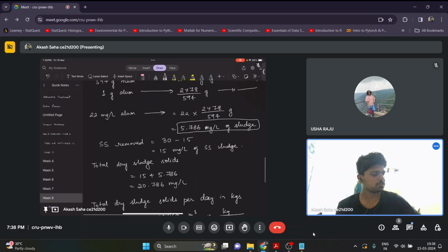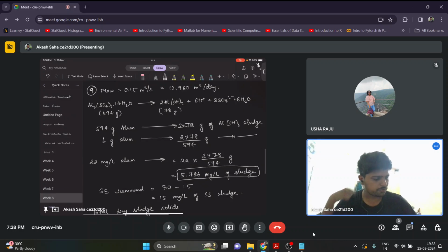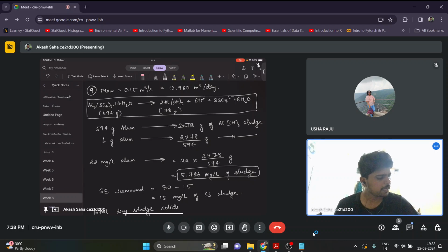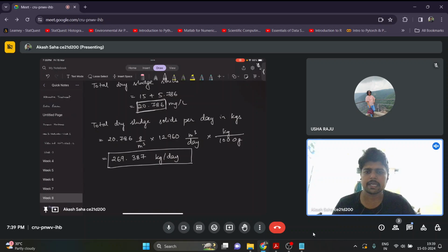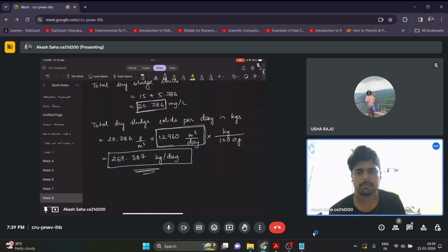So what we did is, first, from the basic equation of alum in water, we got how much of Al(OH)3 is getting precipitated. So we found it to be 5.786 milligram per liter of sludge. Now some amount of suspended solids are also removed. So that is 15 milligram per liter of suspended solids. So total I got as 20 milligram per liter of solids. So if I want to find out in kg per day, I will just multiply with the inflow, and I will get the kg per day dry solids per day.